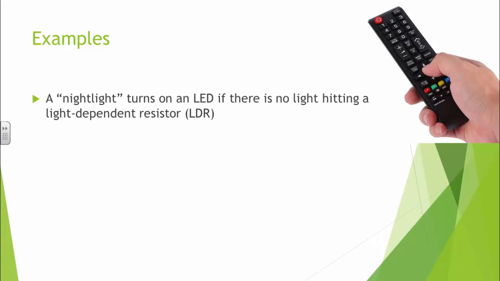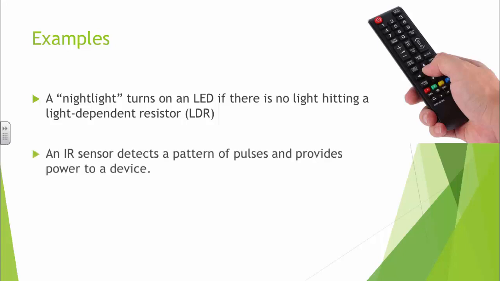Example applications: a night light can turn on an LED if there's no light hitting its sensor, just using a simple, inexpensive light-dependent resistor, and we've already played with one of those. We can have an IR sensor that looks for a pattern of pulses, and based on that, changes the power to a device.